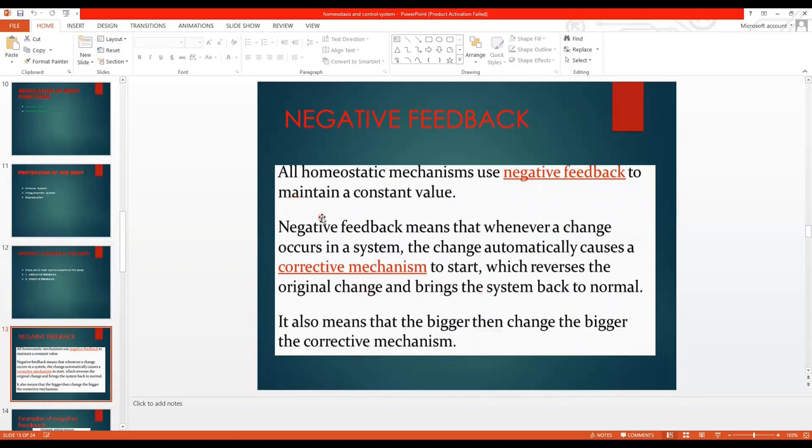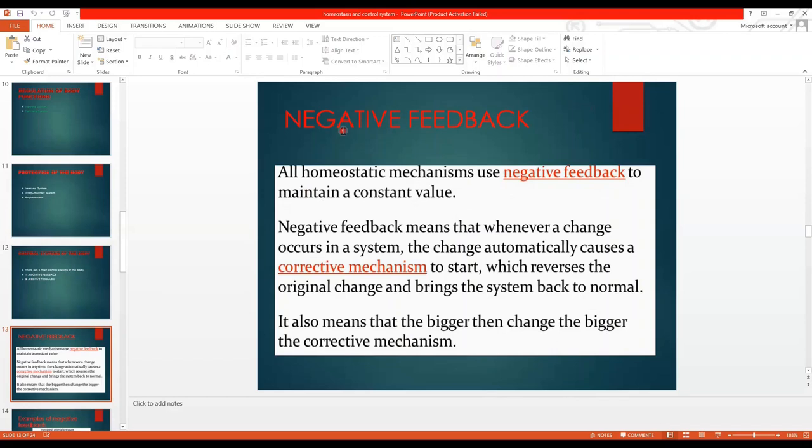It means when a change occurs and it is in the opposite direction of the initial stimulus, then it is negative feedback. Its name indicates negative. It also means that the bigger the change, the bigger the corrective mechanism. And remember this, our body uses negative feedback in almost every condition. It is also a protective mechanism. It prevents our body from harmful effects of the change.